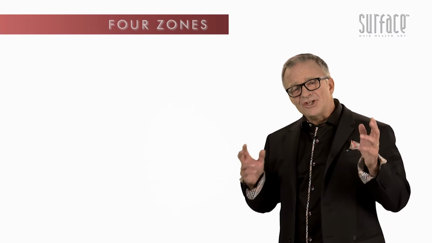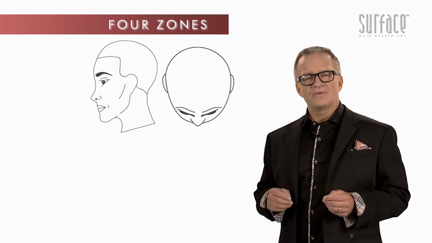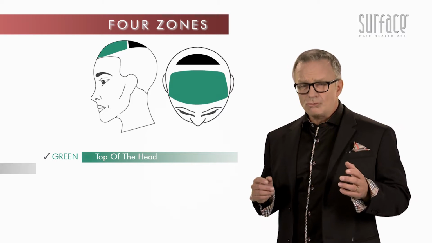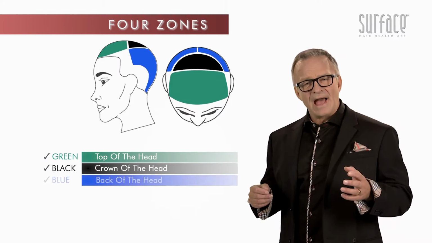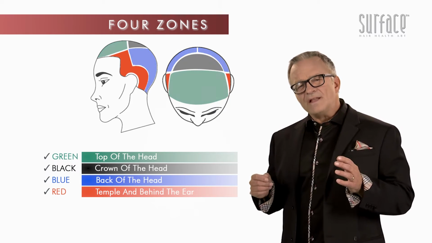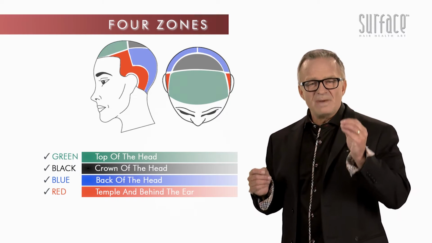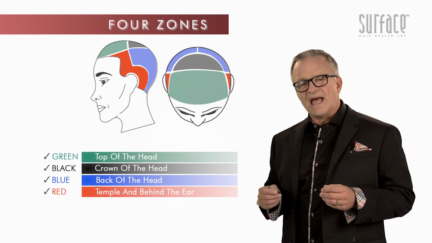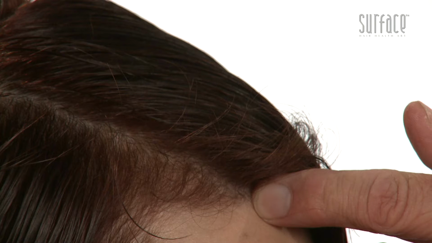To plan sectioning maps, we identify 4 zones of the head shape, which are the green zone, top, the black zone, crown, the blue zone, back, and the red zone, which is the temple and behind the ear. The red zone is an area where we must pay special attention, as the hairline and density may vary from guest to guest.